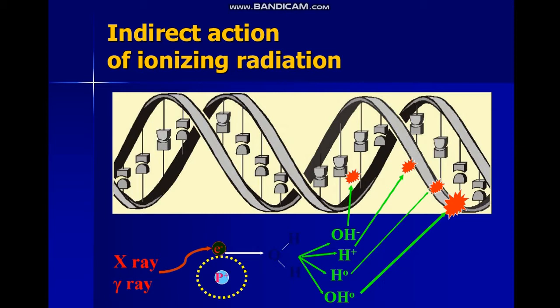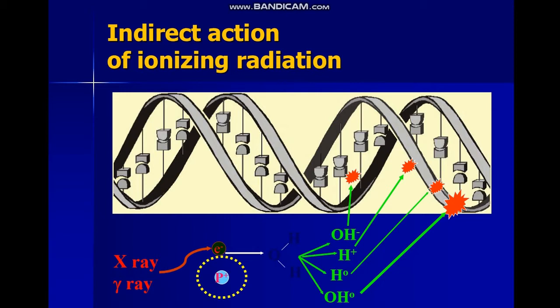That is, in the second way, in indirect action of ionizing radiation, the radiation interacts with non-critical target atoms or molecules, usually water. This results in the production of free radicals, as you can see here, during the interaction of ionizing radiation with neutral water molecules.